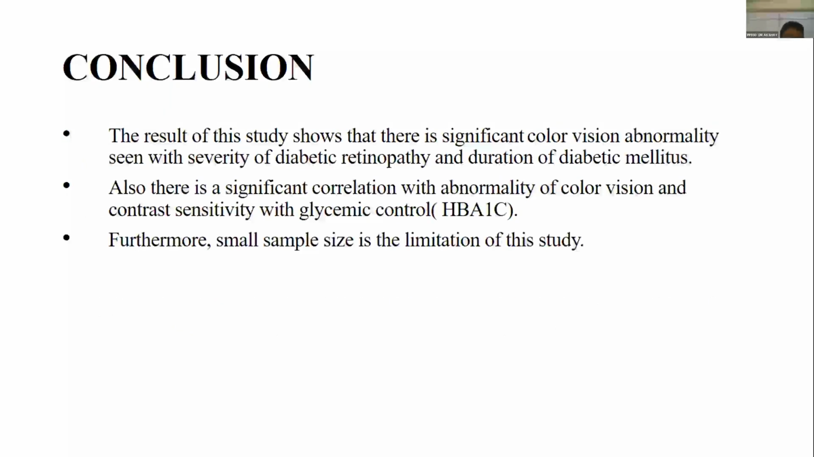The conclusion of the study is that there is a significant color vision abnormality seen with the severity of diabetic retinopathy and duration of diabetes mellitus. Also, there is a significant correlation of abnormality of color vision and contrast sensitivity with the glycemic control. Furthermore, the small sample size is the limitation of this study. Thank you.